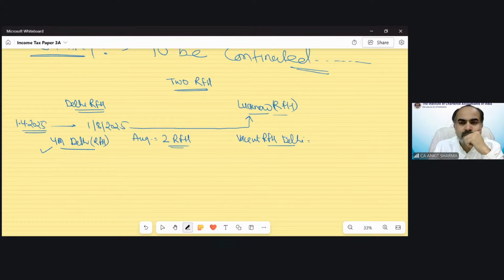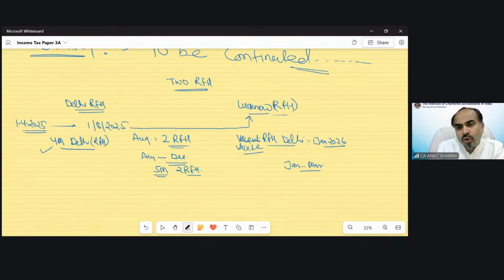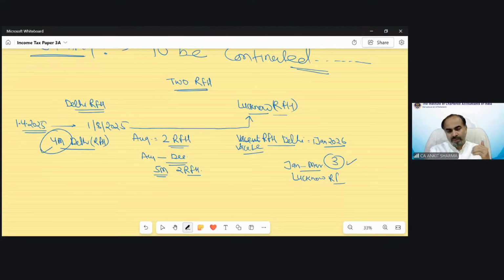Suppose in January 2026, on 1st January, you vacate the Delhi rent-free house. So from August till December, that is August, September, October, November, December, that means for 5 months, you are having two rent-free houses. And of course, from January onwards till March, you only have the Lucknow rent-free house for 3 months. So this 3 months calculation will be normal, according to the Lucknow salary information, and the 4 months calculation would be normal, because you have only one rent-free house.